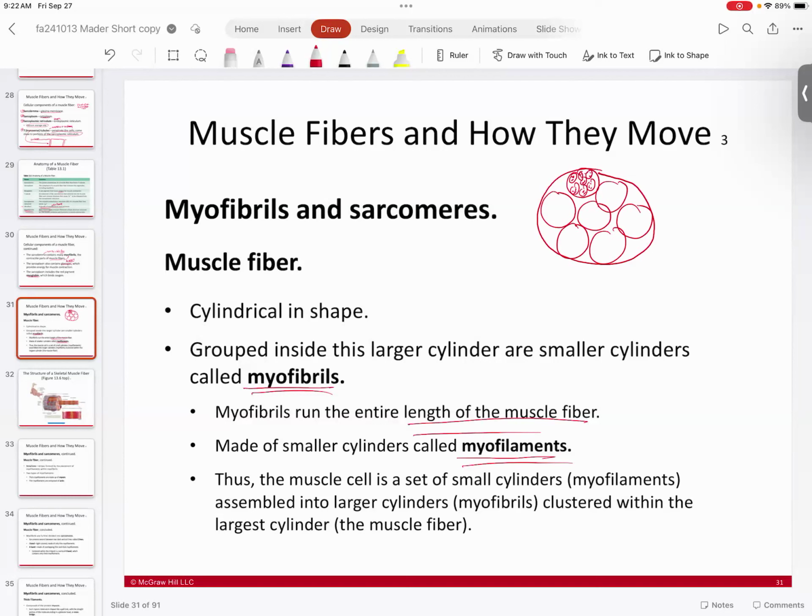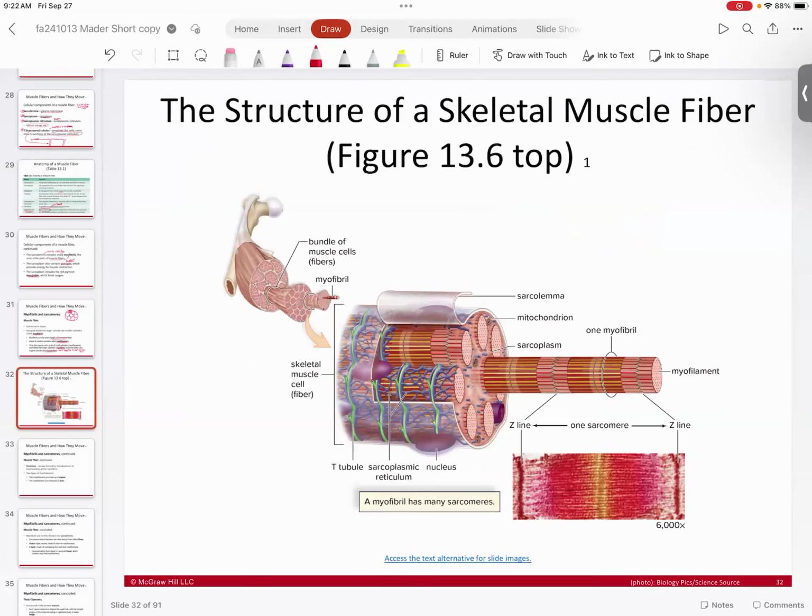At the very bottom, you have the myofilaments. The myofilaments will bundle together to make myofibrils. The myofibrils will bundle together to make the muscle fiber. And we've already seen that the muscle fibers will bundle together to make a fascicle. So it's kind of like those little Russian dolls where you always have one inside the other. So that's kind of what it looks like.